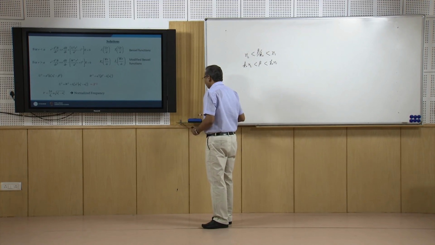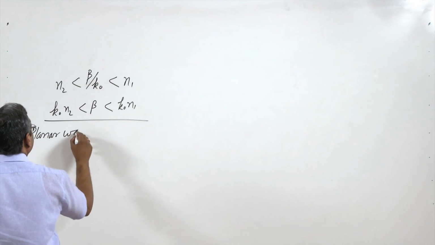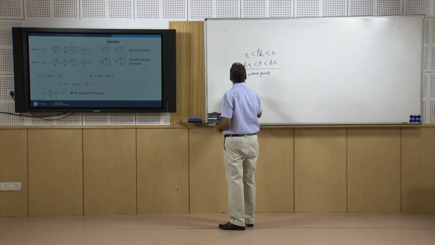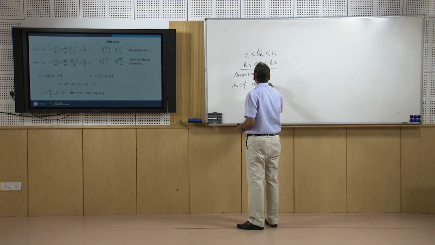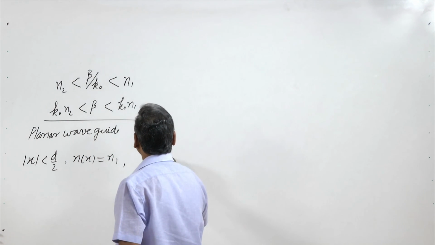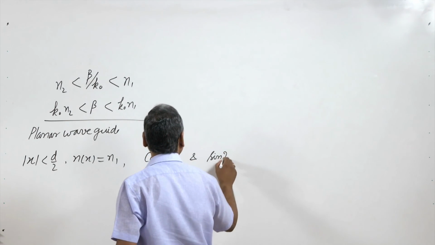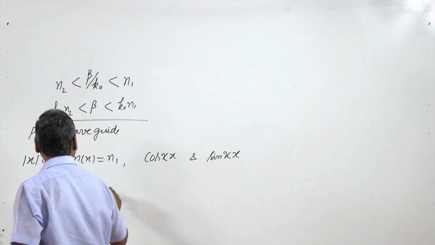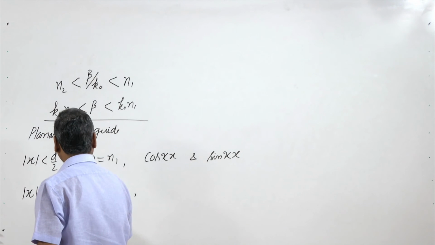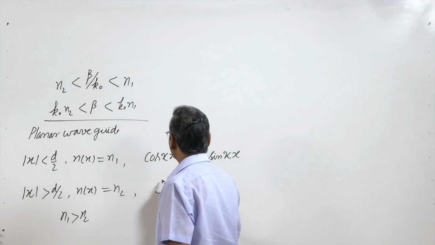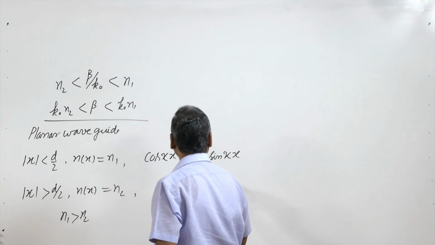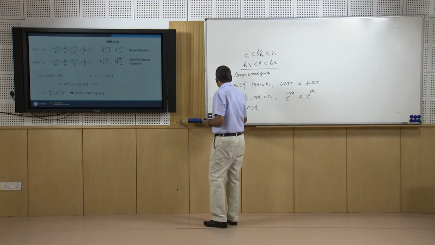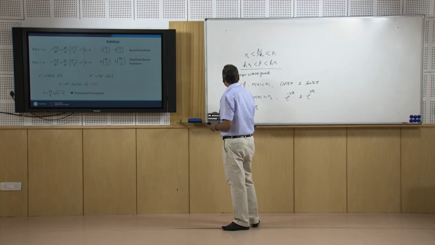Okay. So if you go back to your planar waveguides, I had in the region mod x less than d by 2, where n of x was n1, the solutions cosine kappa x and sine kappa x, and in the region mod x greater than d by 2, where n of x was n2, and of course n1 was greater than n2, I had solutions in the form e to the power minus gamma x and e to the power plus gamma x. Okay. So I had oscillatory solutions in mod x less than d by 2 and exponentially amplifying or decaying solutions in the other region.